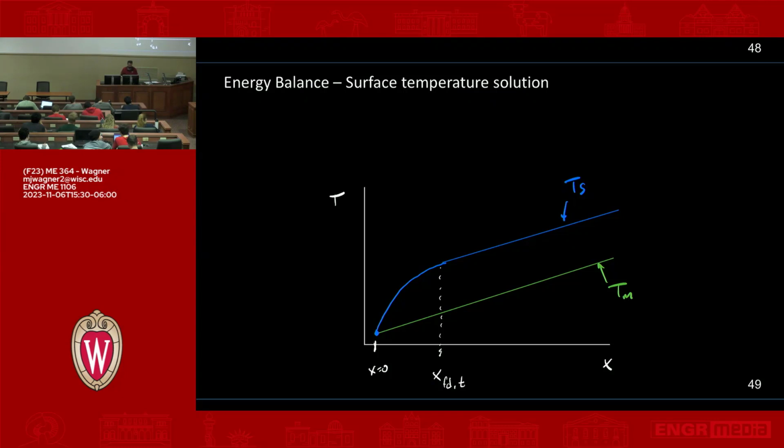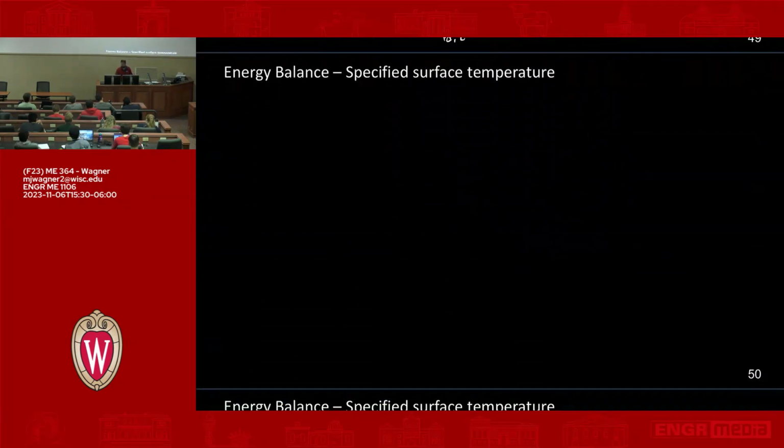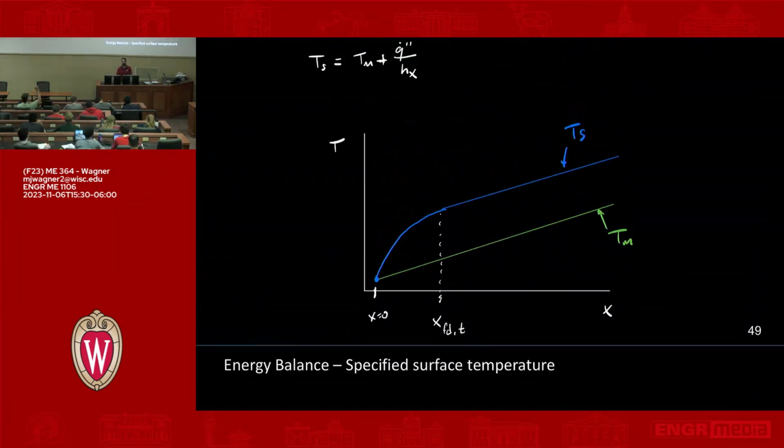In terms of the math that goes into this, all we're really saying is that Ts, the surface temperature, is equal to the mean fluid temperature Tm plus the heat flux q-dot double prime divided by the local heat transfer coefficient. This is just an energy balance flipped around and solved for the surface temperature. So that's where I wanted to wrap up on the specified heat flux. Now let's talk about the specified surface temperature model. Before I move on, any questions on that?